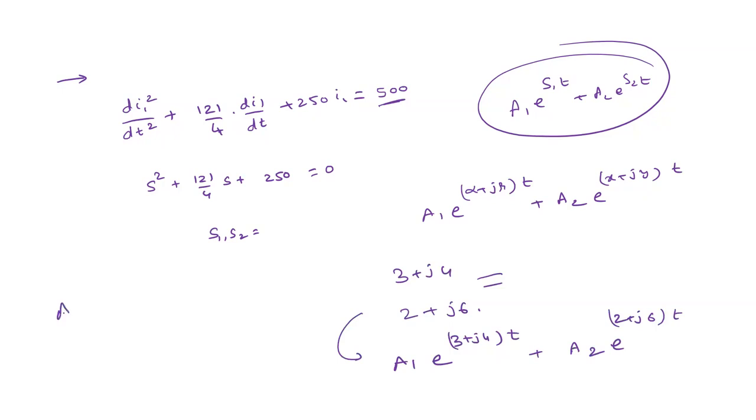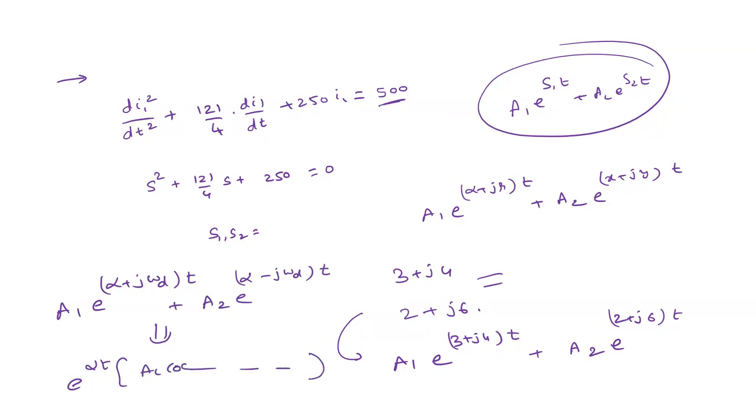Earlier, if you remember, the first term was a1 into e to the power of (alpha plus j omega_d)t, and the second term was a2 into e to the power of (alpha minus j omega_d)t. From these you obtain e to the power of alpha t times a1 cos something plus a2 sin something. In this same manner you have to do here. The general solution is a1 e to the power of s1 t plus a2 e to the power of s2 t, and it may be complex numbers or real numbers.